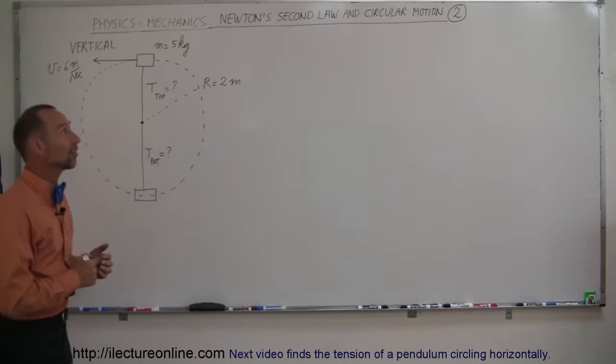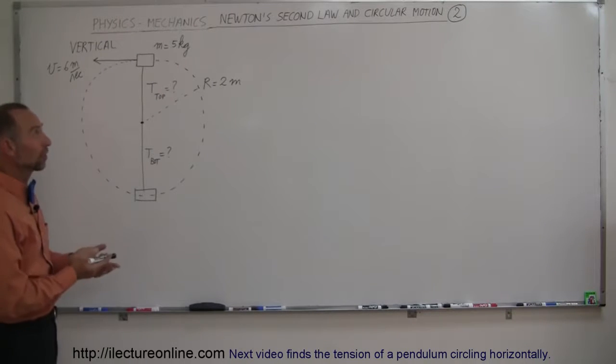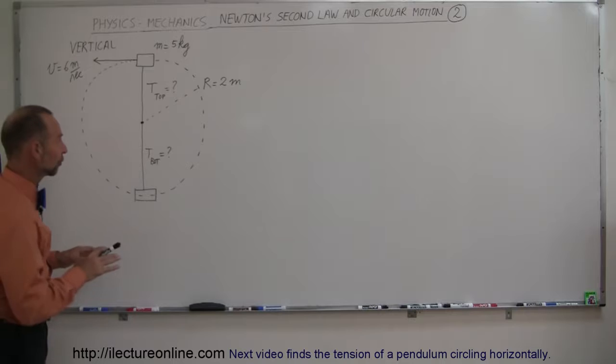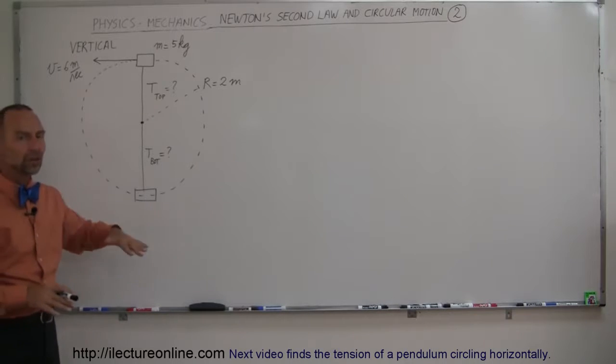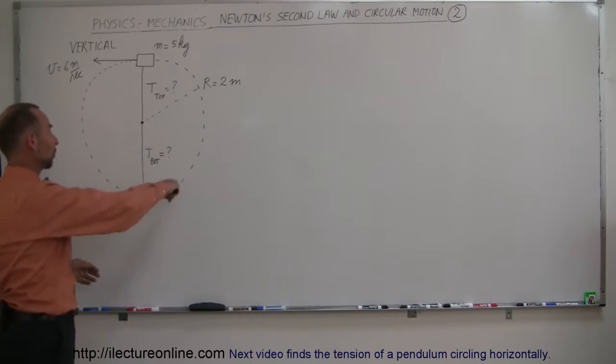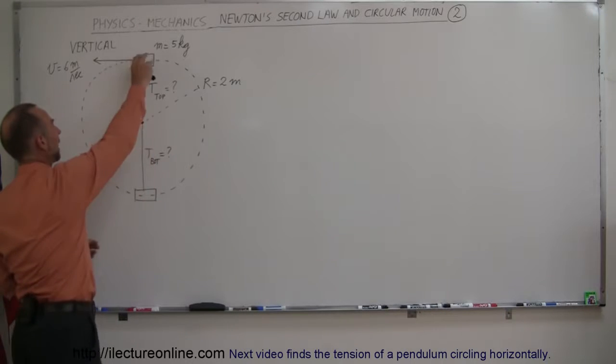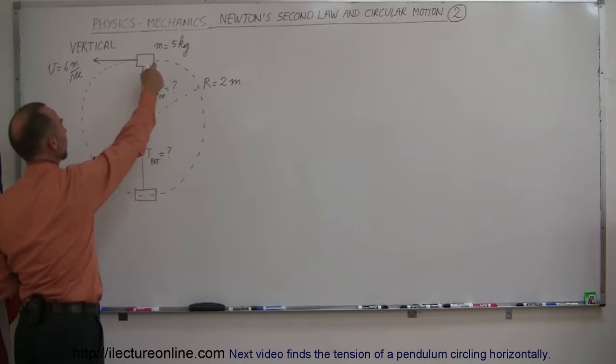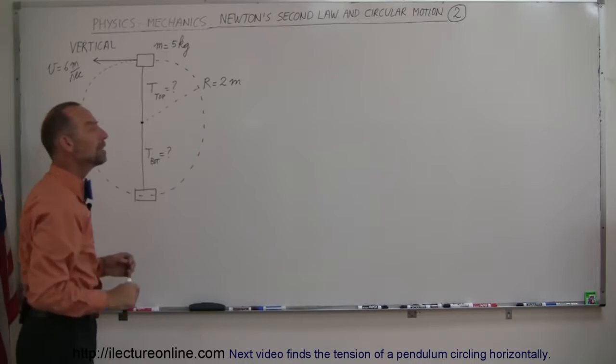Now here's our second example of applying Newton's second law to circular motion. In the first example, we had a horizontal motion. In the second example here, we have a vertical motion. So something's going around in a circle like this, a mass 5 kilograms attached to a string going around a circle of radius 2 meters.